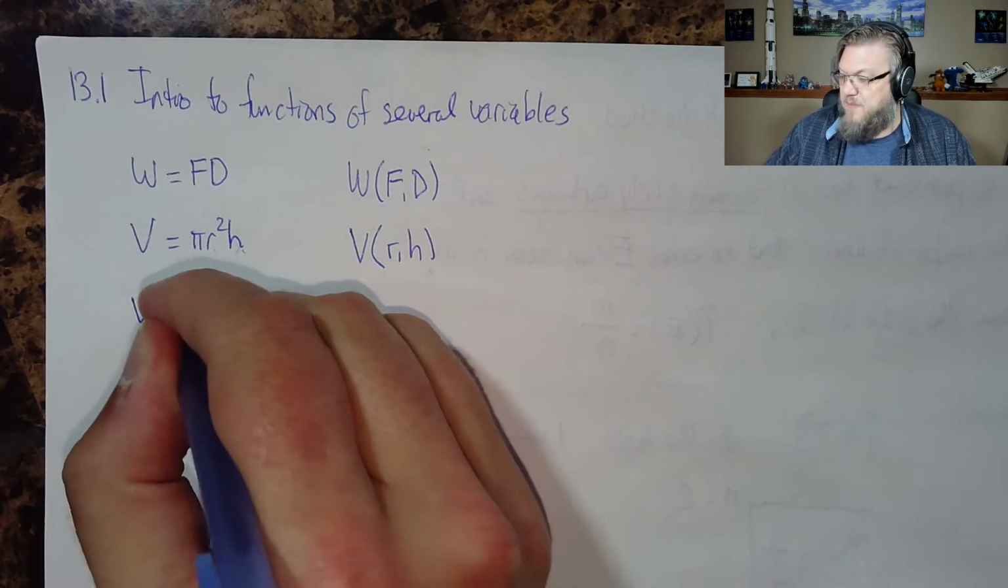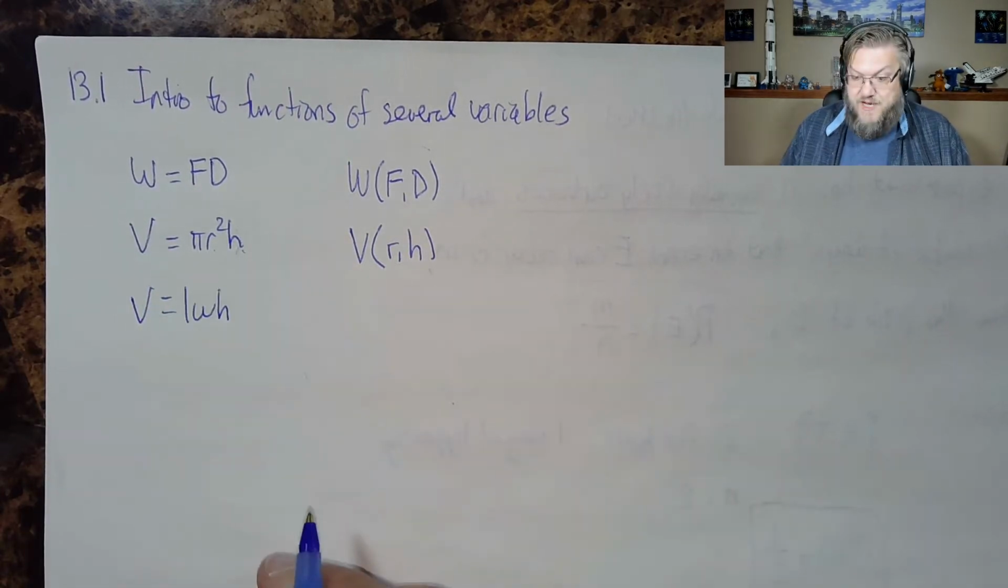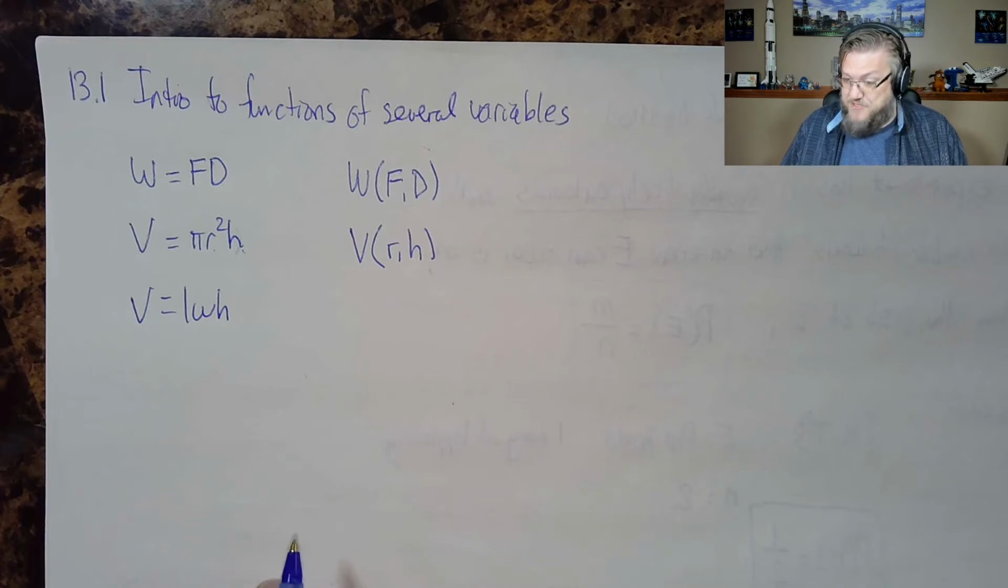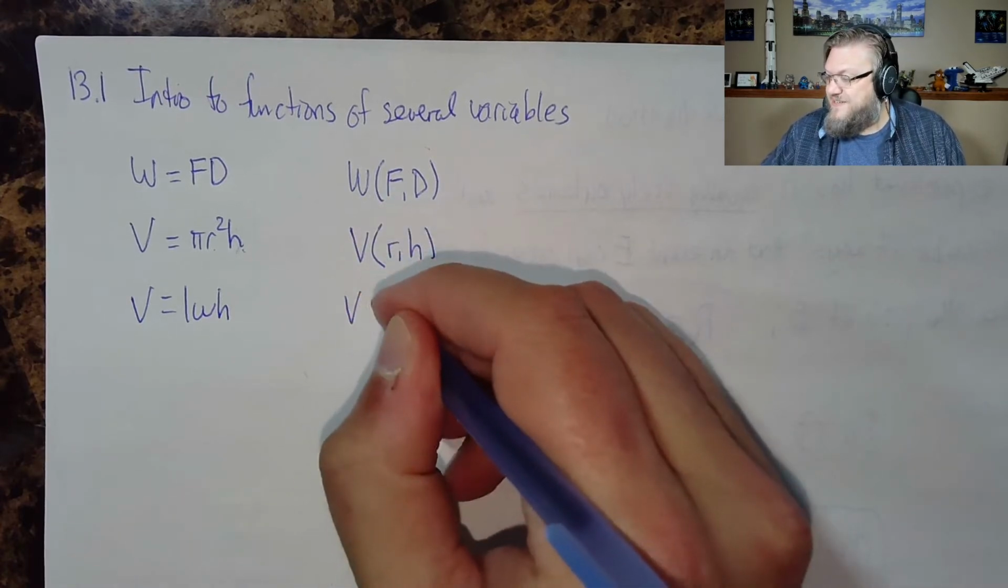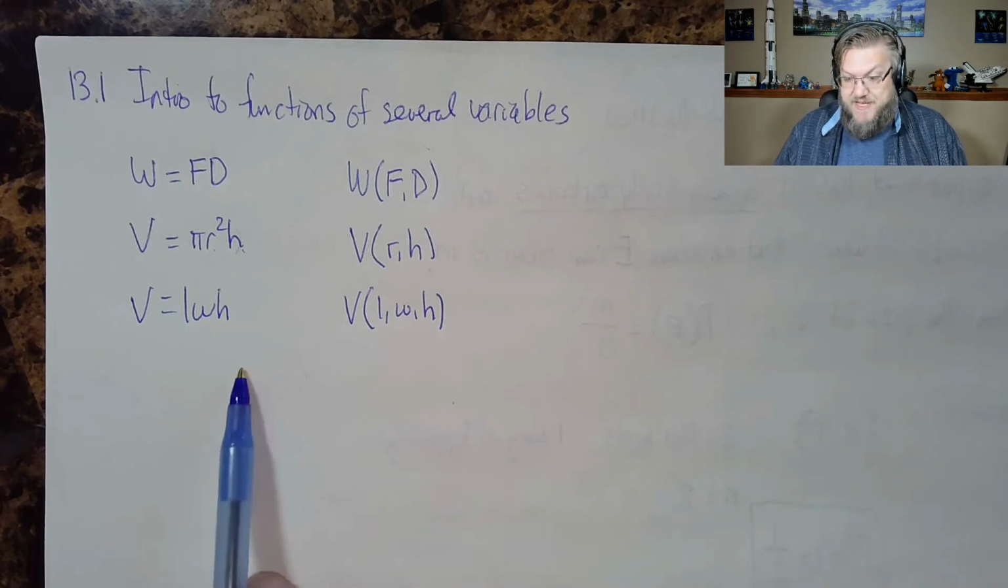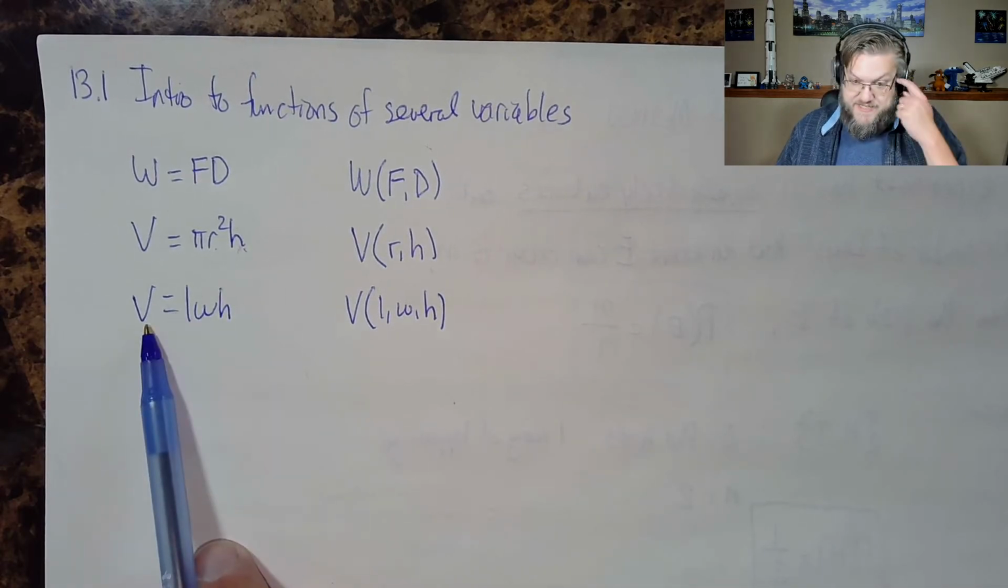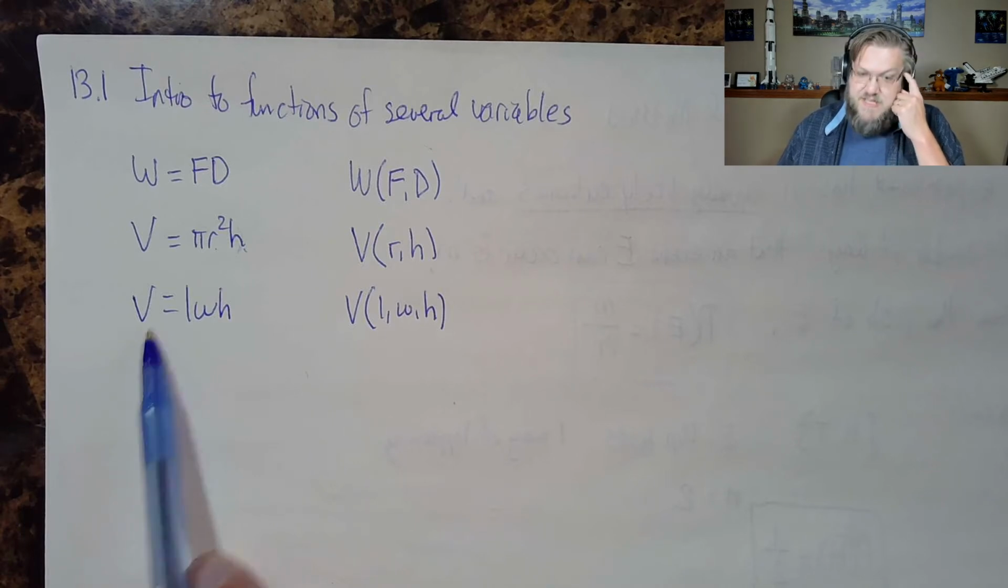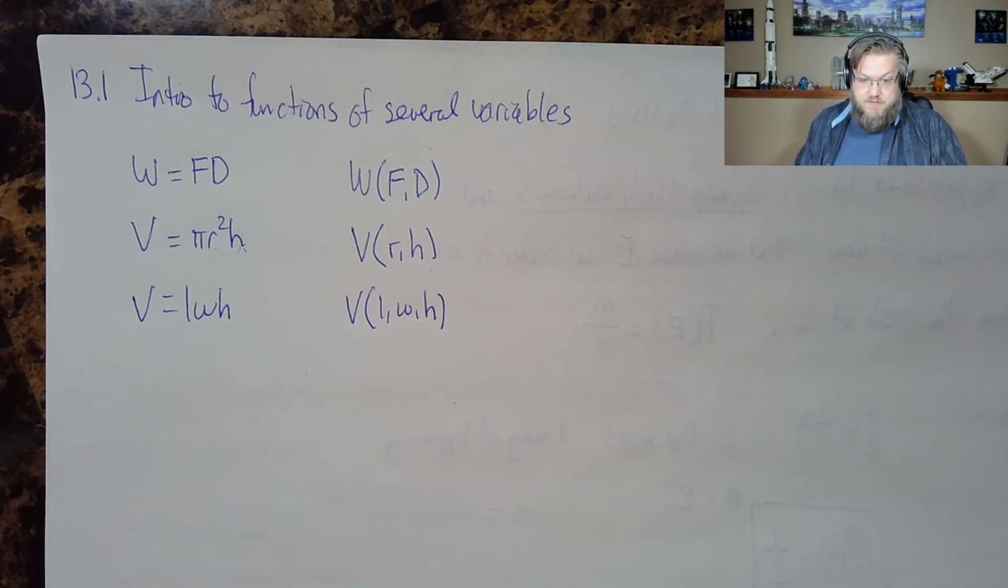And of course, the volume of a box, length, width, height, that's actually a function of 3 variables, isn't it? It's a function of L, W, and H. And so this is expecting 3 inputs and then calculates a single output. So this is what we mean by a multivariable function.